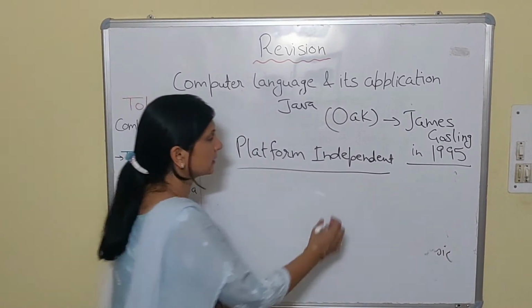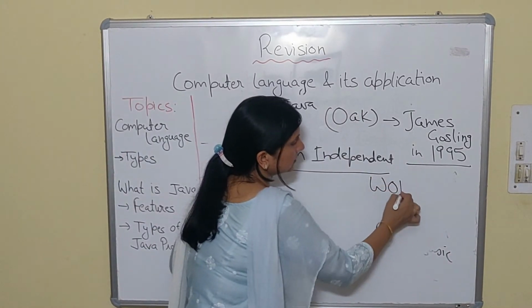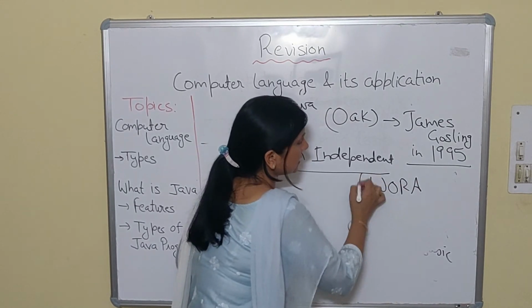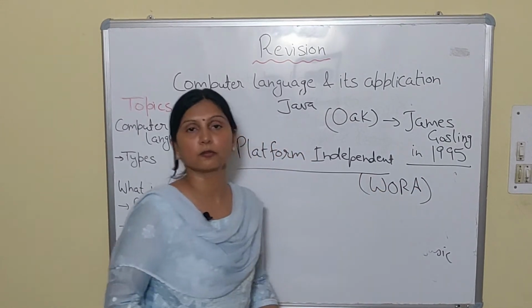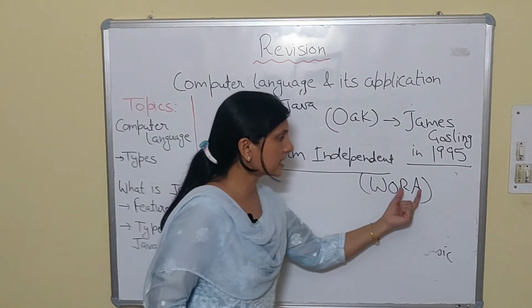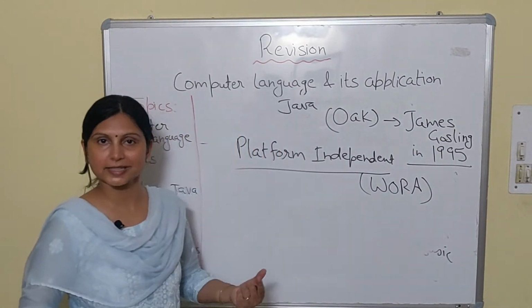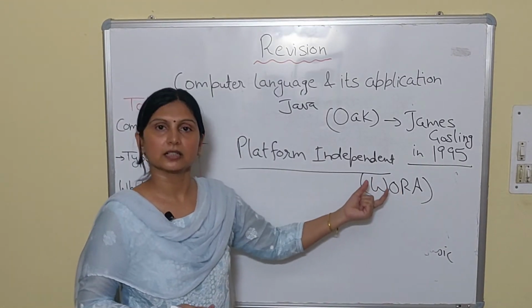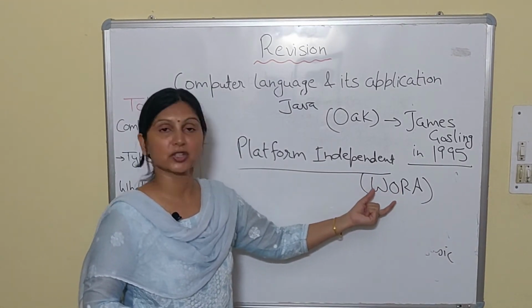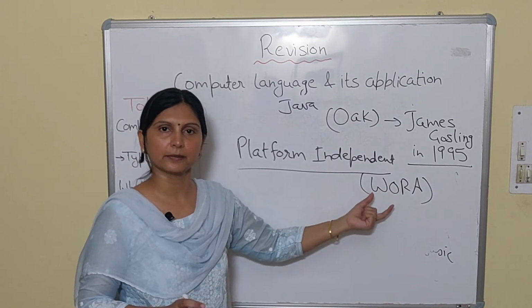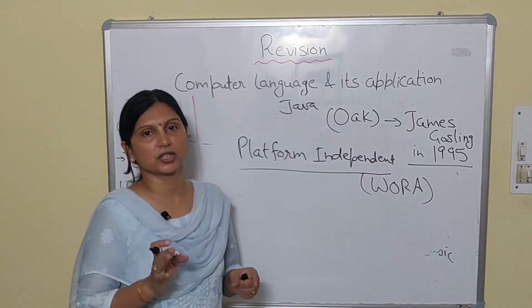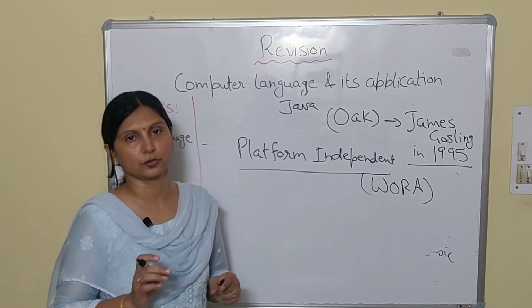Fine. And there is one term related to Java platform independency, WORA. This is called WORA. Write once, run anywhere. What does it mean? It means suppose you have written the Java program on any machine, you have compiled the program, you can run that program on any other machine having any other platform.